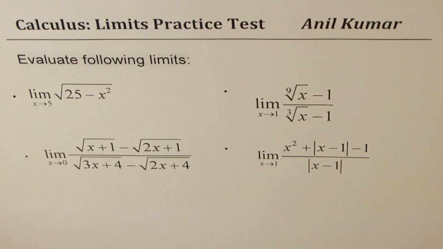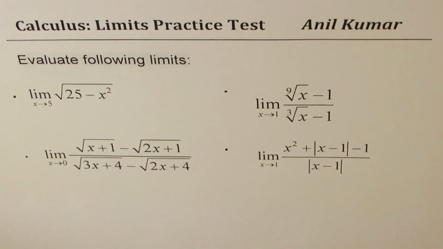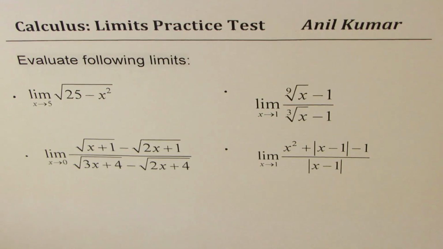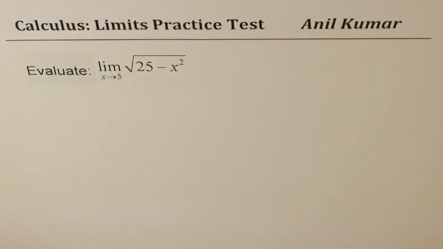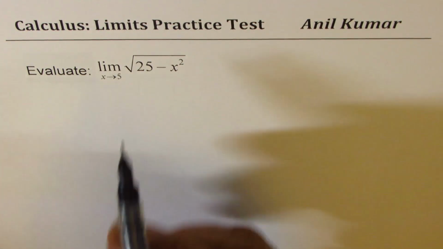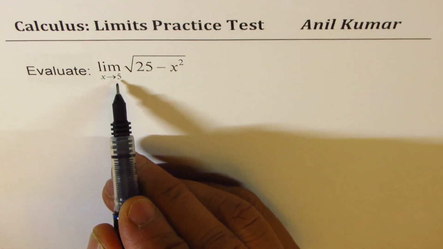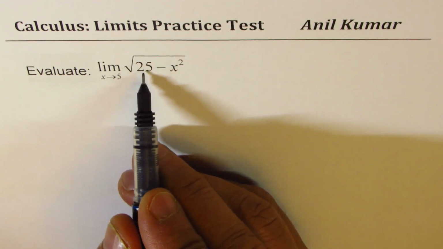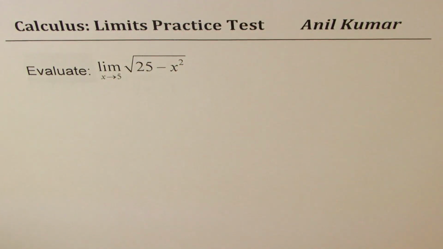So these are 4 very different examples, and they will help you to understand how to do most of the examples on limits. You can always pause the video, copy these questions, answer them, and then look into my suggestions. So let's see the first one, which is the limit when x approaches 5 for square root of 25 minus x squared.